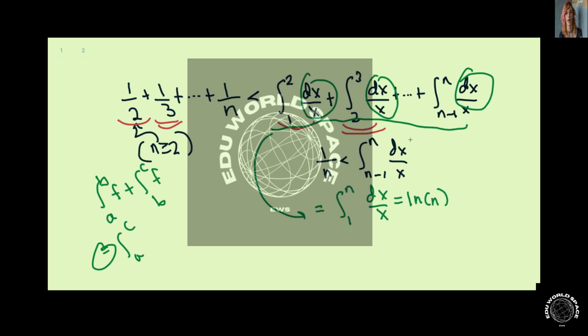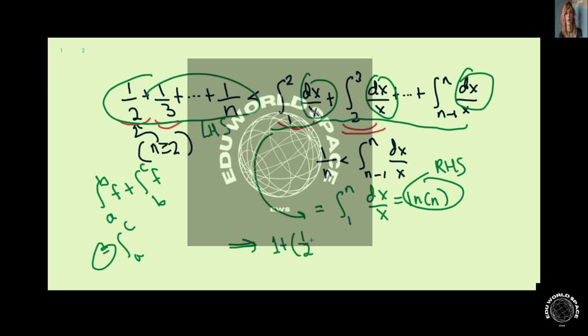Now add 1 to both sides, the left-hand side and the right-hand side. We get that this is less than or equal to 1 plus natural log of n, and this finishes part A, because the left-hand side, after adding 1, is now equal to Sn. So let's go on to the next page for part B.